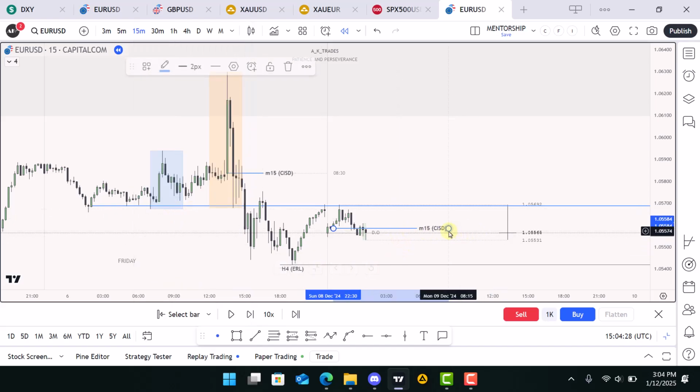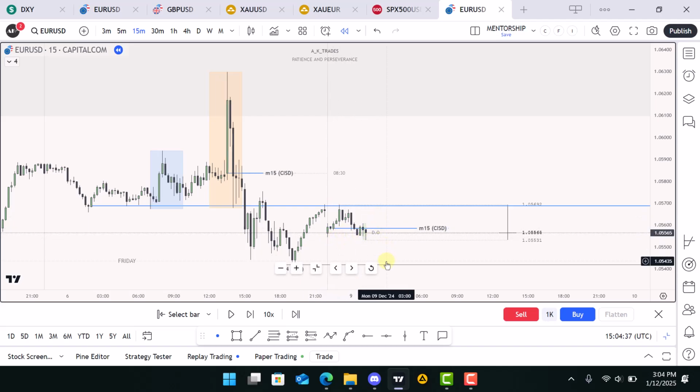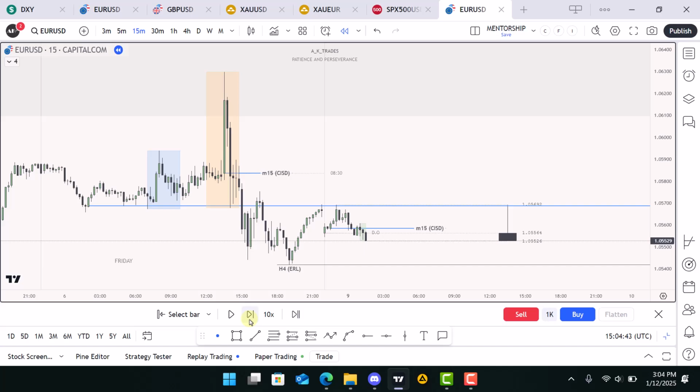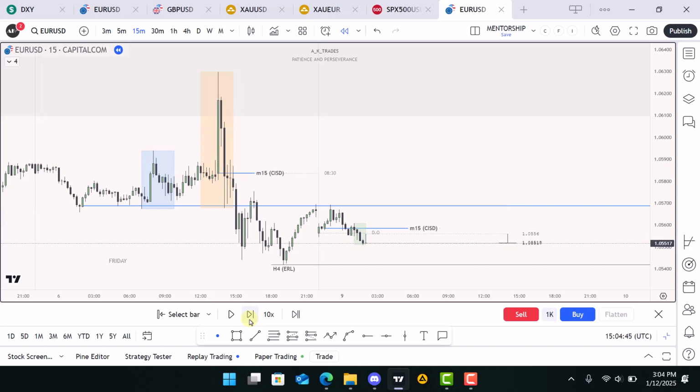Now let's see where it occurred. In this case, it occurred above our daily opening price, after our daily opening price. So let's see what happened next. Now you can see that after price reacted to the 15-minute change in state of delivery, another block was created at this point.